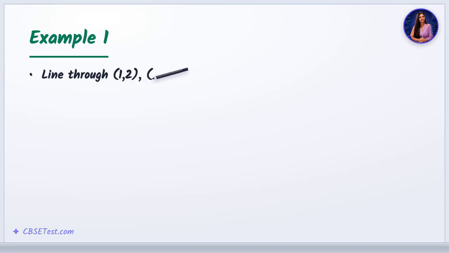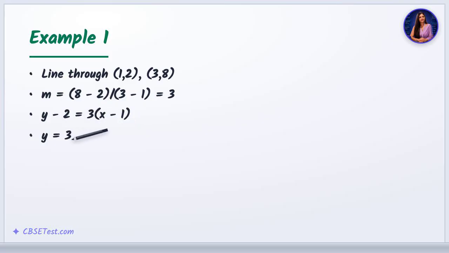For the line through (1, 2) and (3, 8), the slope is 6/2, which is 3. Using point slope and simplifying gives y equals 3x minus 1.